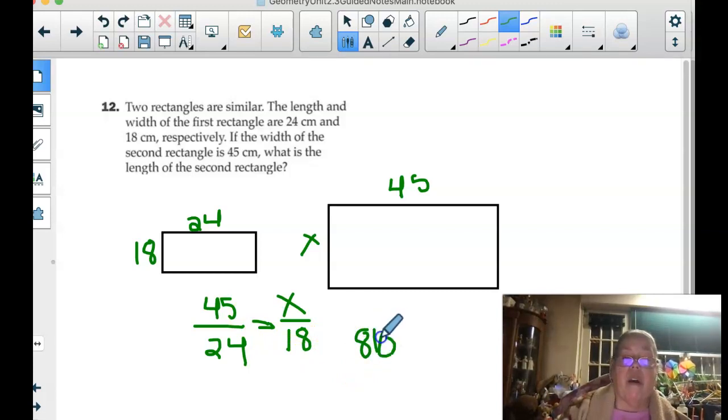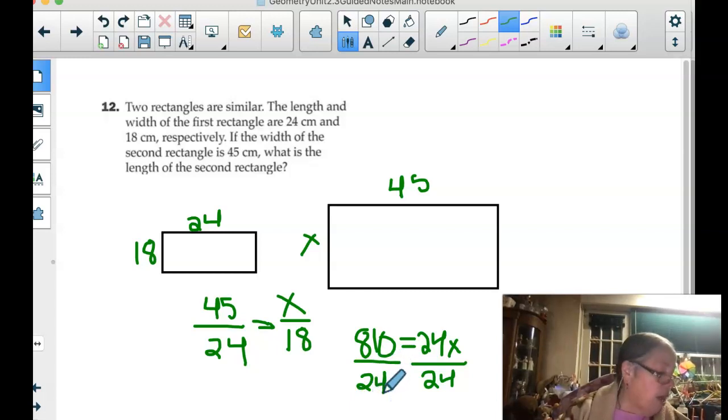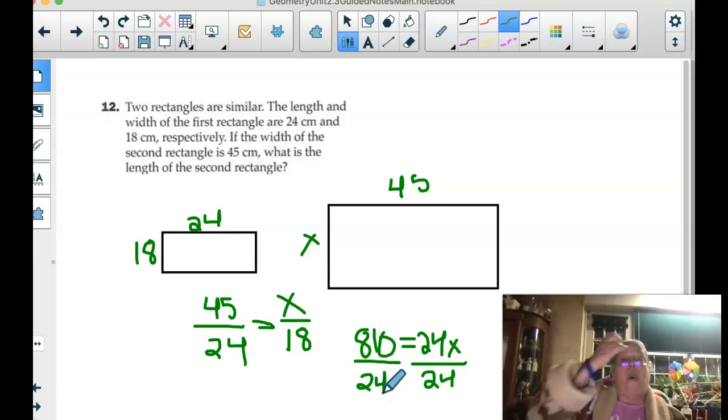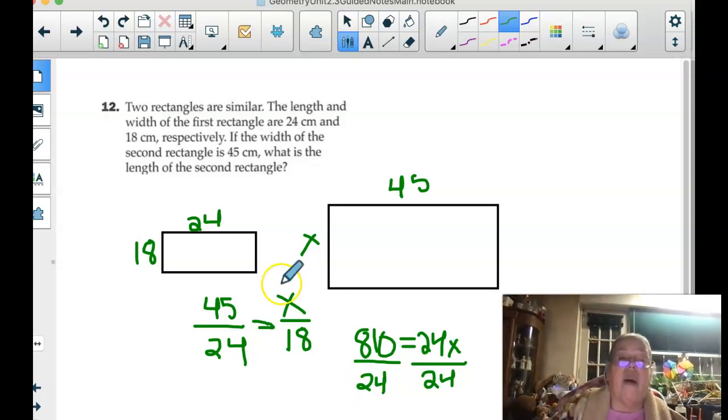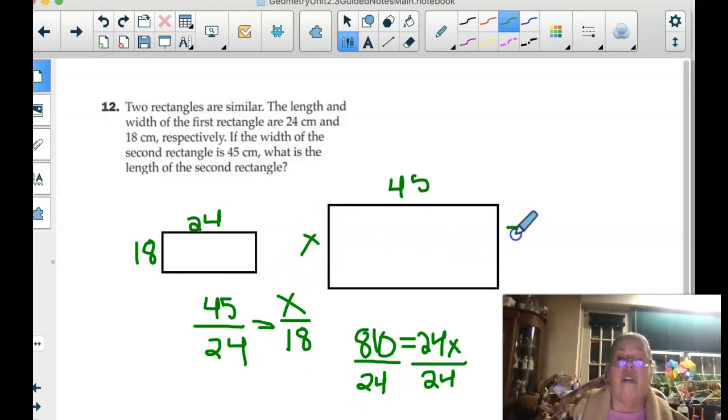What am I going to do now? Again, I do not want my x to have any friends. So I'm going to get rid of the 24. It's 24 times x, so I'm going to divide. 810 divided by 24 happens to be 33.75. So x is equal to 33.75.